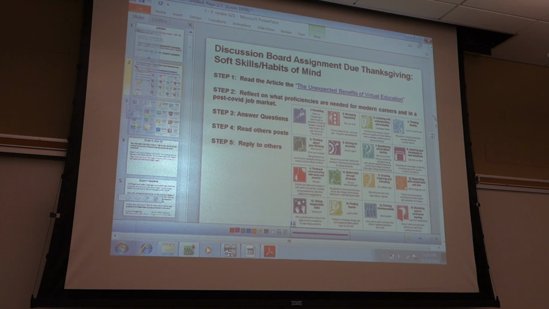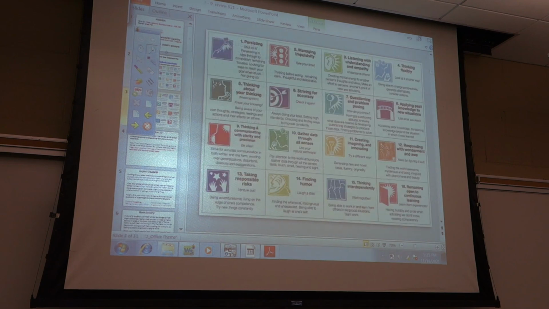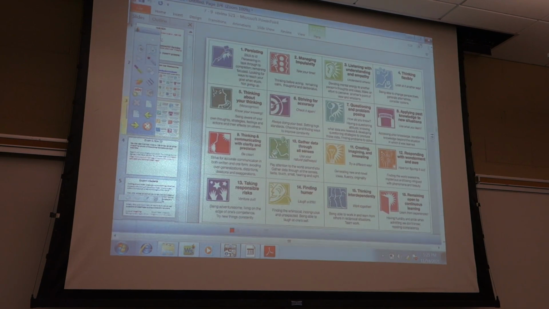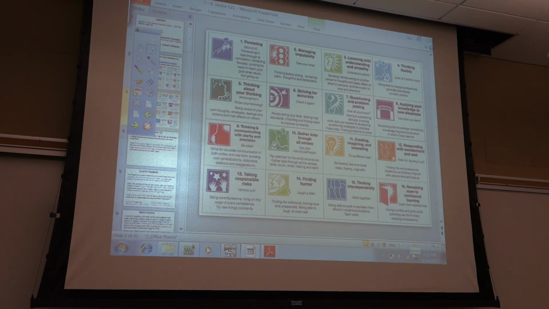You need to decide what soft skills you want to work on this semester, and maybe next semester too, since this semester's mostly gone. Some thoughts about that, and then read other posts and reply to other people. So here are the soft skills themselves. So we're going to get people reading these.